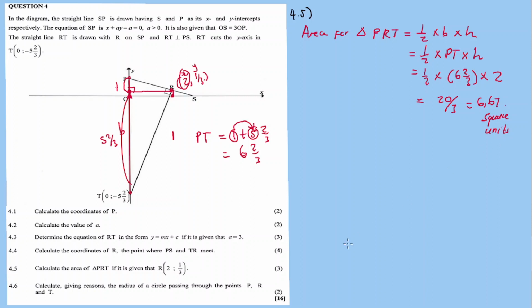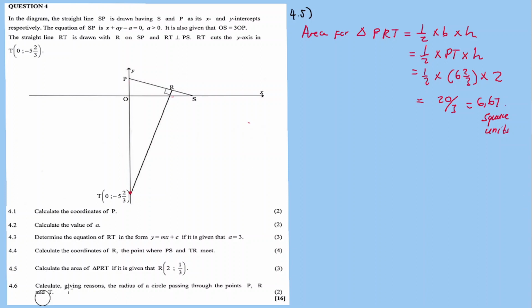4.5. Then 4.6: calculate, giving reasons, the radius of a circle passing through the points P, R, and T. Let me erase here so that we can see what we are talking about.